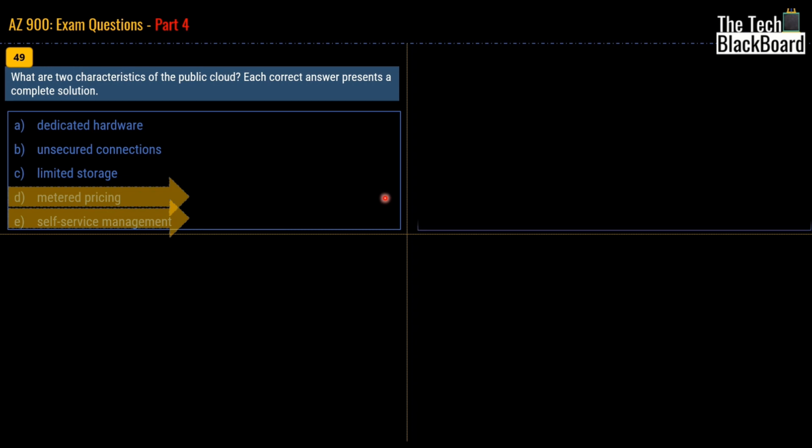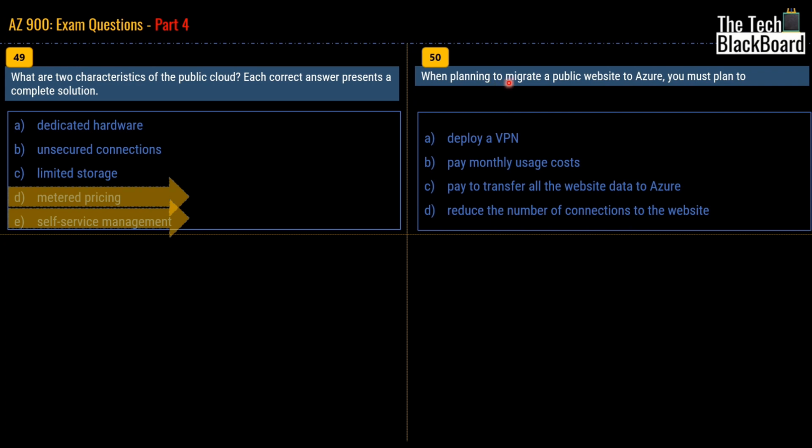Moving on with question number 50. The question says, when planning to migrate a public website to Azure, you must deploy a VPN, pay monthly usage cost, pay to transfer all the website data to Azure, or reduce the number of connections to the website. Whenever you are trying to move to Azure or any other cloud provider, what you are essentially doing is migrating from CAPEX, capital expenditure, to OPEX, which is operational expenditure. So you will consume some resources, and for that you will be billed on a monthly basis. Thus, the correct option for question number 50 is option B, pay monthly usage cost.